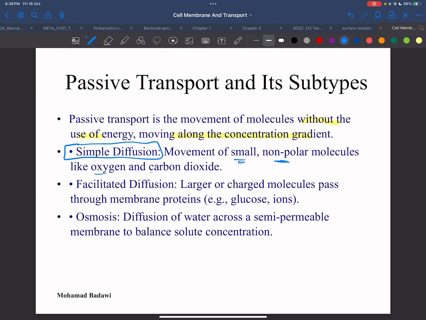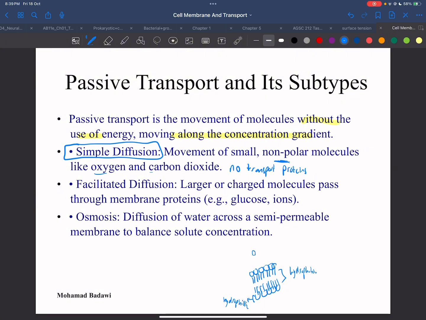Example is oxygen and carbon dioxide. Now in simple diffusion, no proteins, so no transport proteins, are required. For example, let's say this is my phospholipid bilayer, and as I said, the one inside is my hydrophobic layer, and the one pointed toward the environment is my hydrophilic layer.